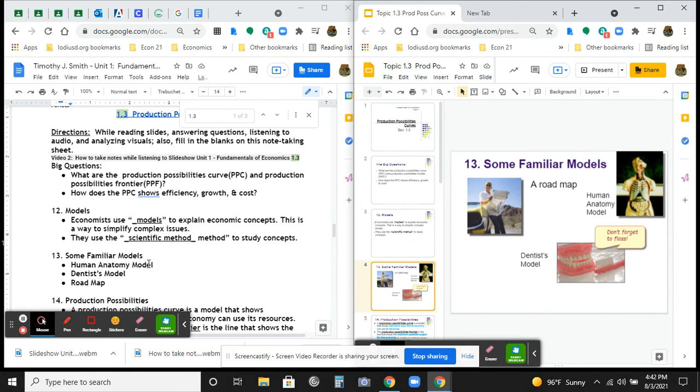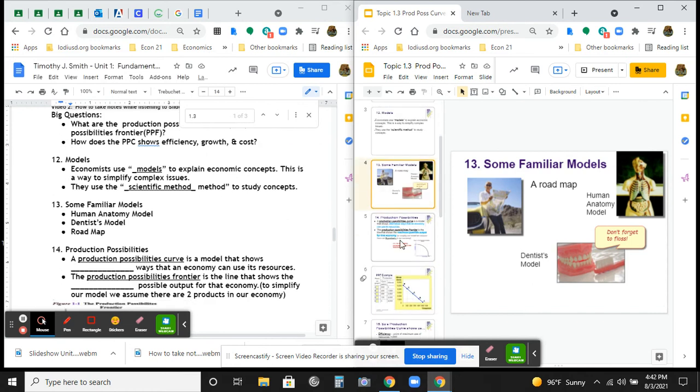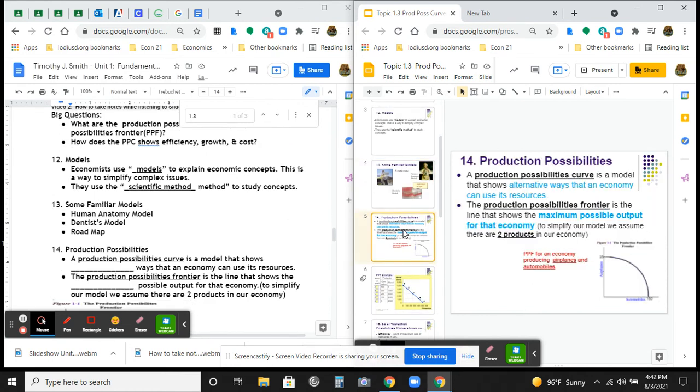You are familiar with some models. You've seen a map, though you're probably more familiar with GPS. You've seen a human anatomy model, probably if you've taken physiology or anatomy, or if you've been in the dentist's office, you've seen the teeth. These are all examples of models that you might have come across. But let's see what it's like for economics. The models we're talking about are these curves and the frontier.